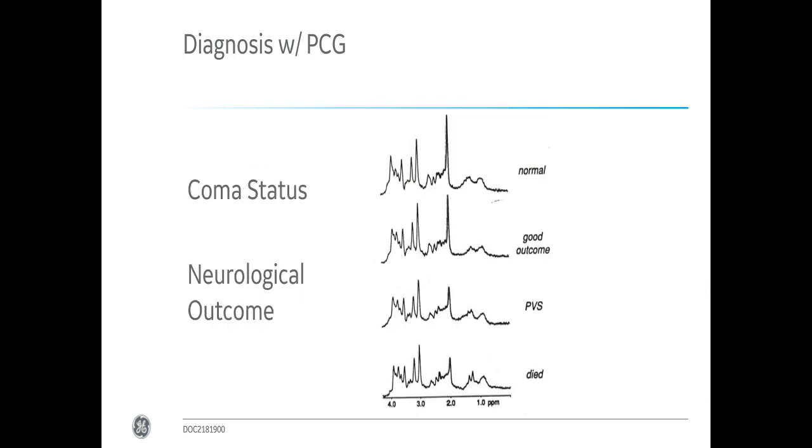So here again, the case you have seen before, also acquired in that voxel position of the coma status and of different people. And already from the NAA level, as I pointed out earlier, you can really give a prognosis about the outcome for this patient.